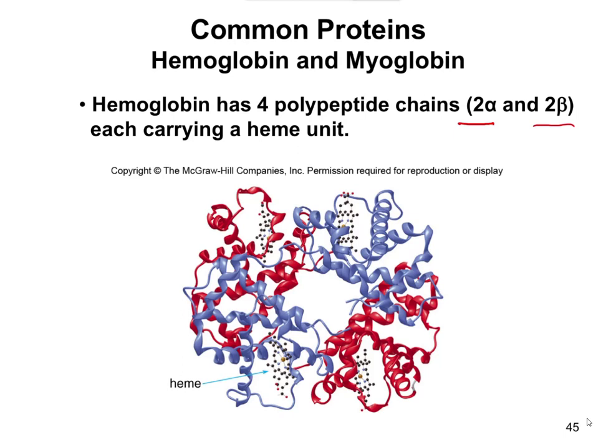So the 2 alpha subunits and 2 beta subunits all come together in a quaternary structure, right? Quaternary structure to form this functional hemoglobin unit.